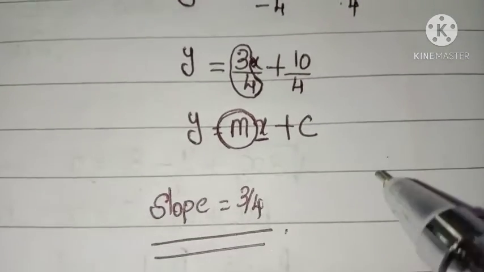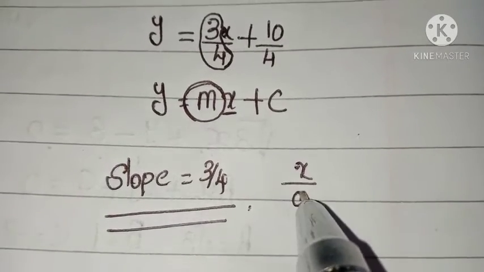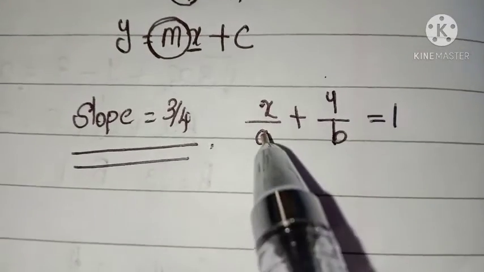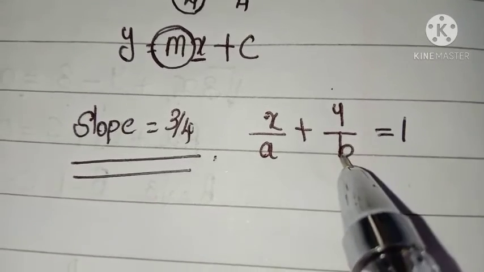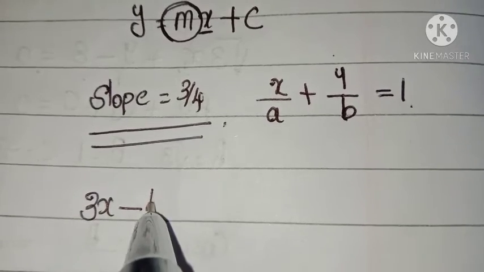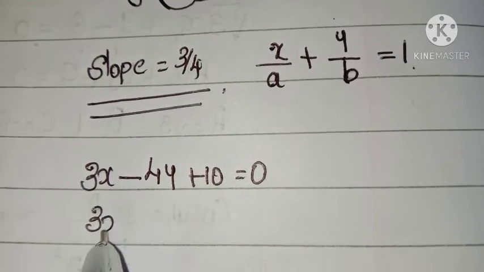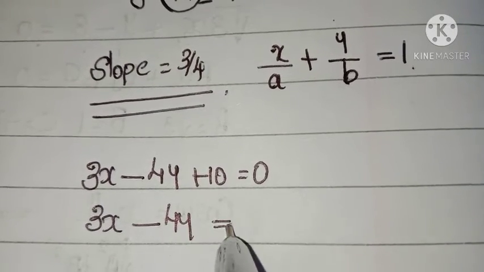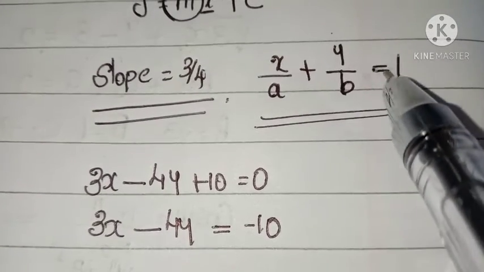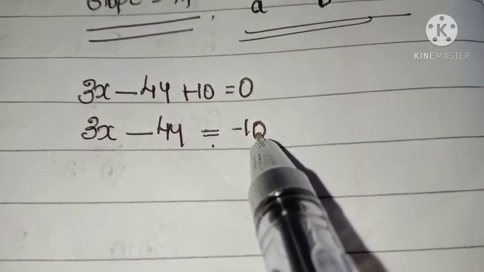Now we need to find x-intercept and y-intercept. So recall intercept form. What is intercept form? x by a plus y by b equal to 1. Here a is x-intercept, b is y-intercept. Again our given equation is 3x minus 4y plus 10 equal to 0. This can be written as 3x minus 4y equal to minus 10. Listen, in this equation, what is after this equality? Equal to 1. Here it is equal to minus 10.